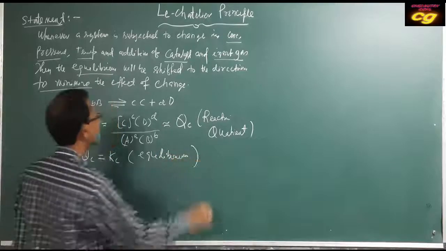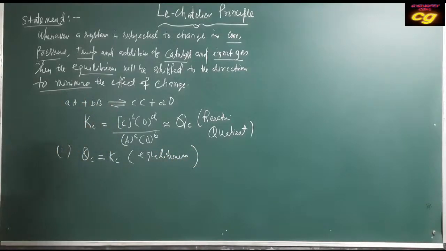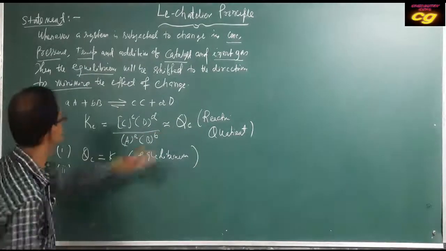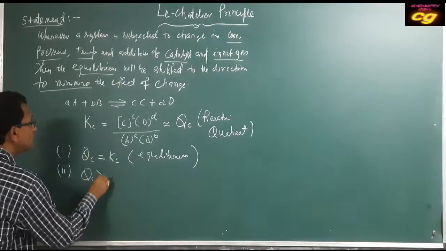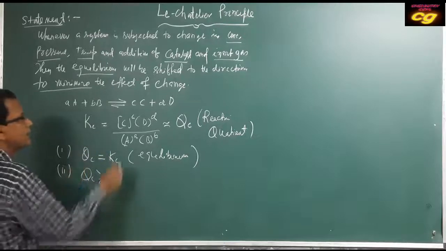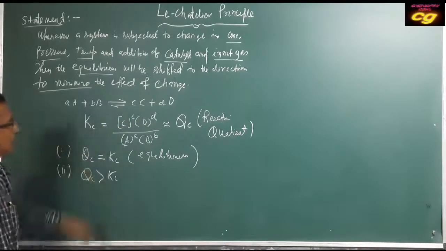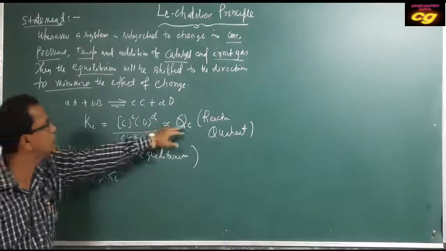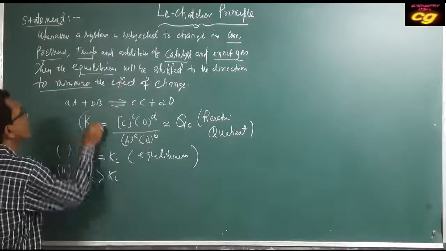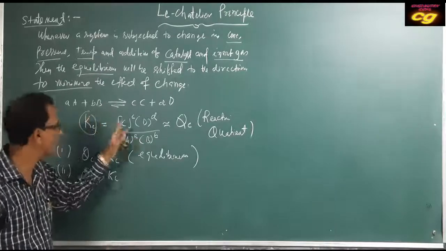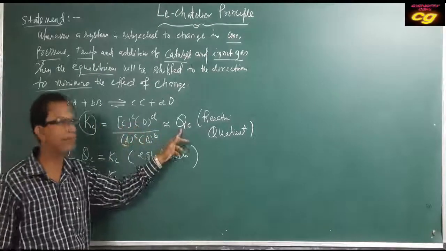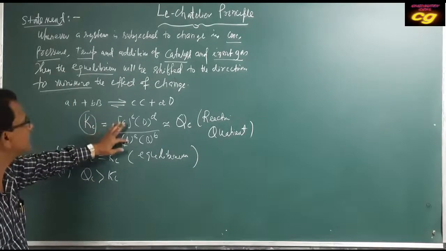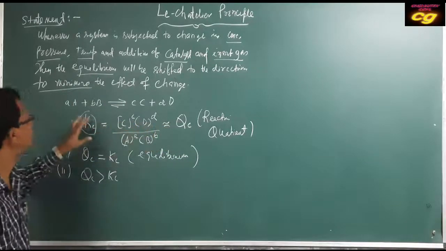This is the condition of equilibrium. But when Qc is greater than Kc, that means this product value is more. When this value increases, then automatically Qc will be greater. Kc is always constant. If you add more C and D, then the Qc value will be more than Kc, because this factor will be greater.